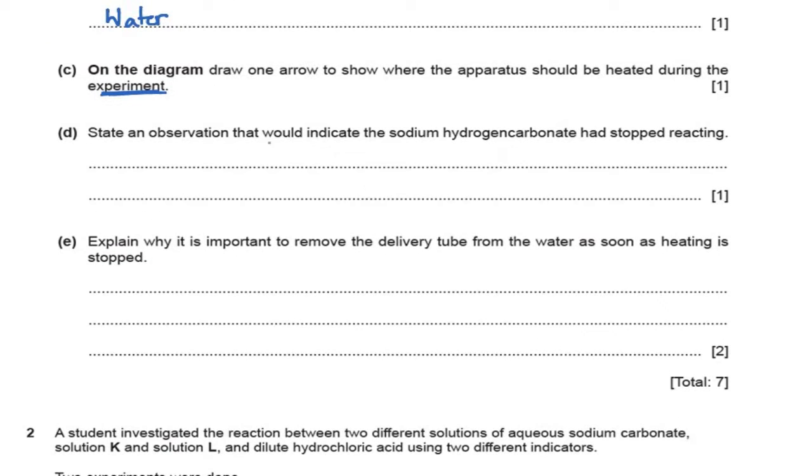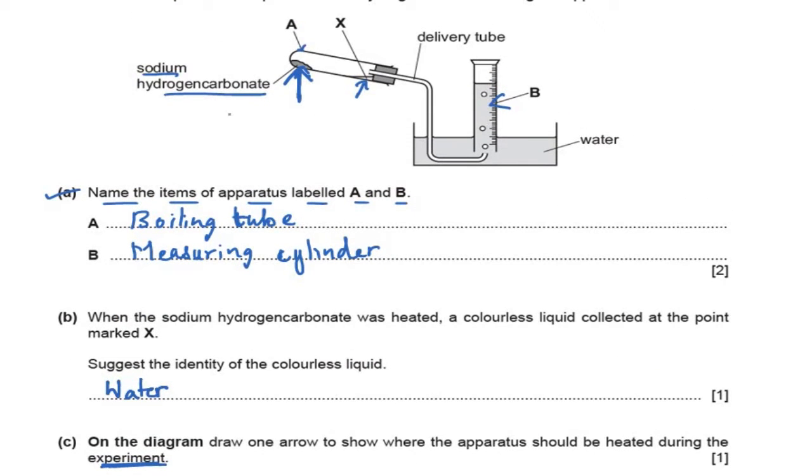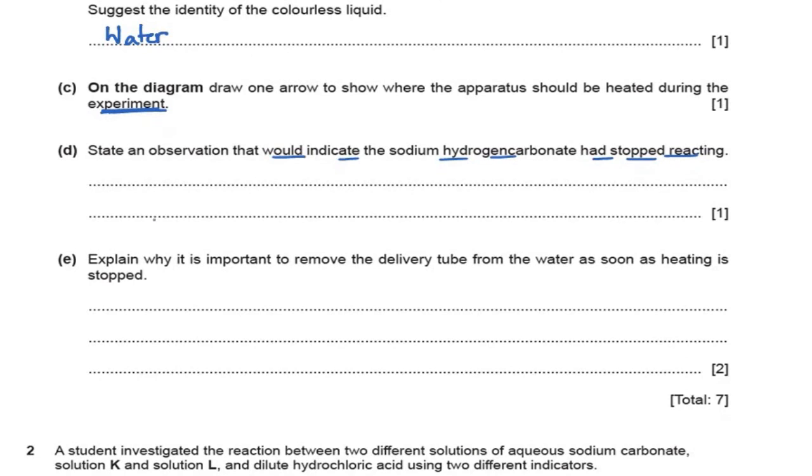State an observation that would indicate that the sodium hydrogen carbonate had stopped reacting. Now if you have a look at the diagram, we can see that when the sodium hydrogen carbonate was heated, here there are bubbles being produced. So here are the bubbles. So when the reaction gets over, the bubbling will stop. So we can write here that the bubbles stop being produced. The bubbles stop. So when we write bubbles stop, it says that the reaction is completed or the sodium hydrogen carbonate has stopped reacting. Next question.